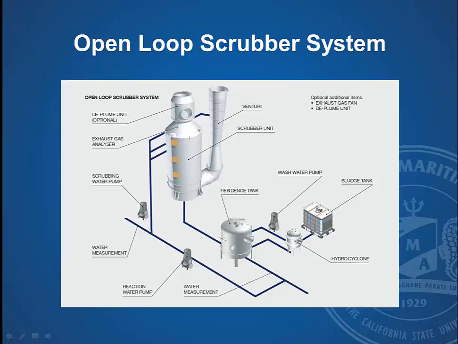You'll see this residence tank, and the reason for that residence tank is that in coordination with what they're calling a hydrocyclone, and this wash water pump, that circulates this wastewater, you are removing the particulates and storing that in a sludge tank. So the majority of the particulates shouldn't be discharged overboard. Mainly you're going to pick them up and store them.